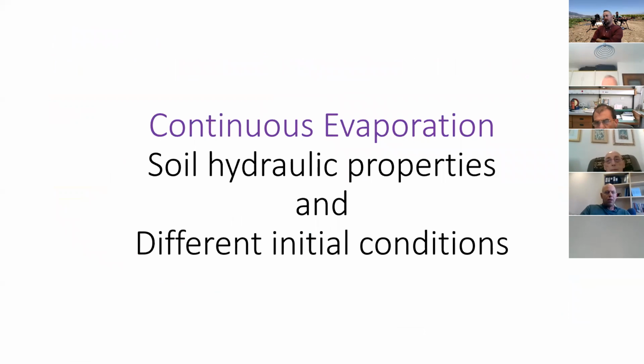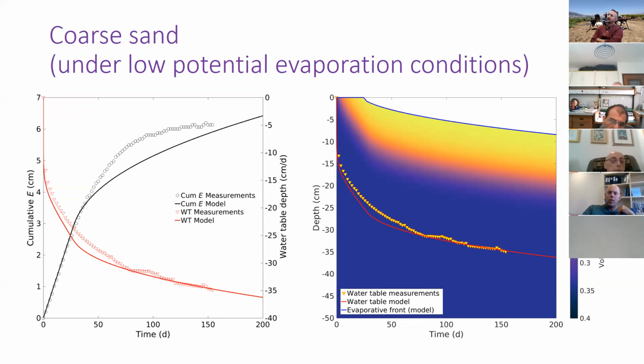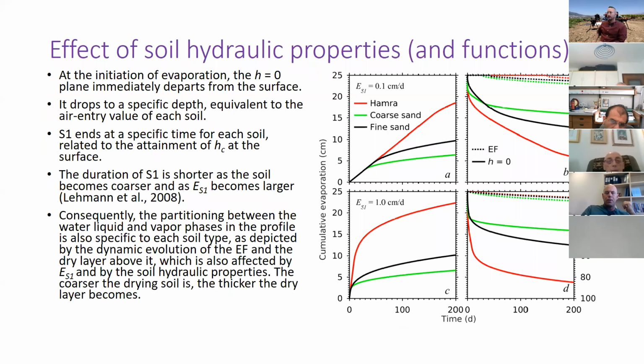Okay, a little bit more about the model, about soil hydraulic properties and different initial conditions. So far, in this scenario, we only looked at starting from saturated conditions as an initial condition. Here is a plot: the upper plots show the first stage of 1 millimeter per day, and the bottom plots show 1 centimeter per day stage 1 evaporation.